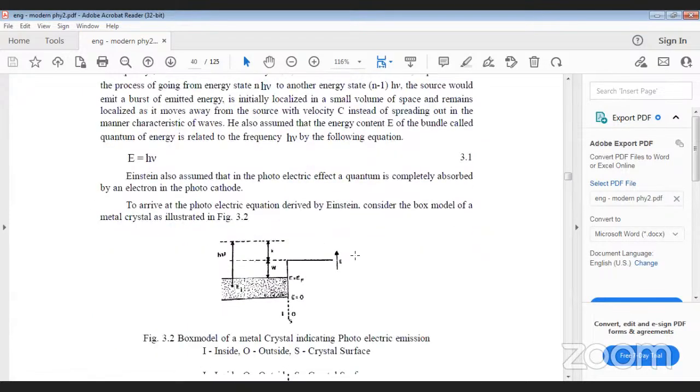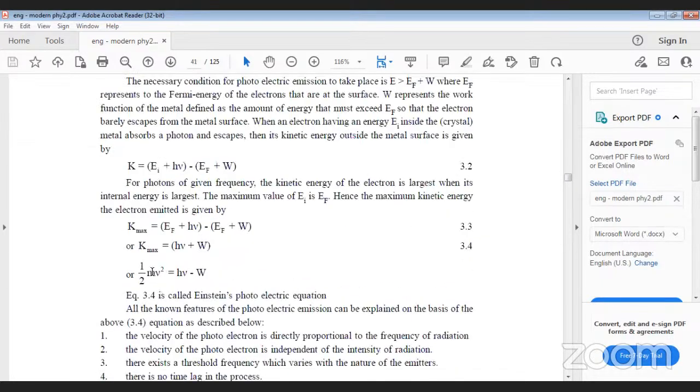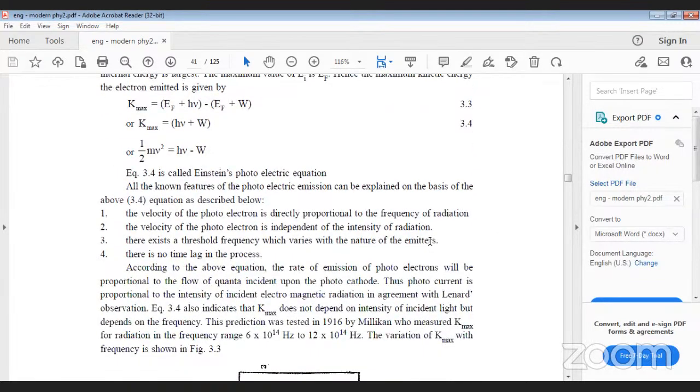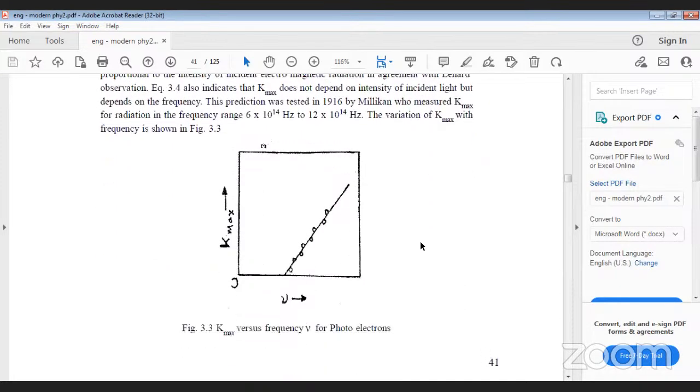Here they have calculated the work function. See here: half m v square equals h nu minus work function W. This is called the photoelectric equation. How it is derived will not be in detail here, but in the PPT I gave you can see and observe the equation in detail. See here, the graph of intensity of the light versus the frequency.